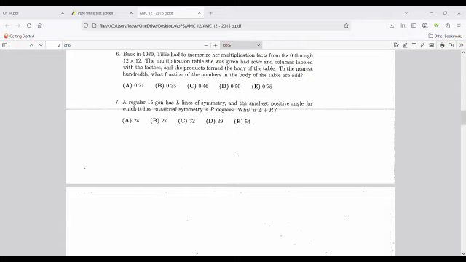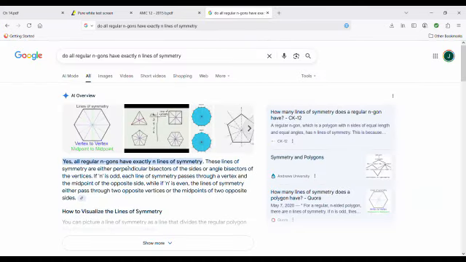Do all regular n-gons have exactly n lines of symmetry? Resume. Yes, all regular n-gons. Look at that. This is how you study. Okay? When you see something and it seems peculiar and interesting, look at how simple of a statement that is. That goes small notebook. Now that goes small notebook.